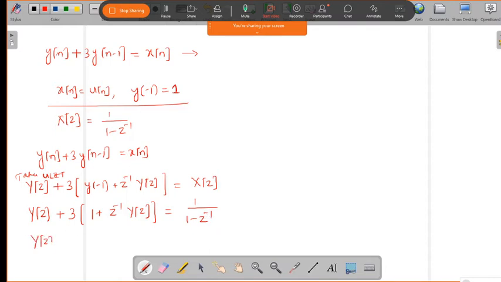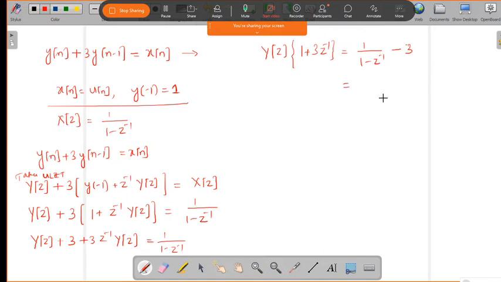So now take y of z and multiply this 3, you will get 3 plus 3 z inverse into y of z, which is equal to 1 over 1 minus z inverse. Okay, so now send that 3 this side, so you will get y of z, and if you take y of z common, you will get 1 plus 3 z inverse. Okay, so if you send that one this side, so 1 over 1 minus z inverse minus 3. Okay, so you will get like this.